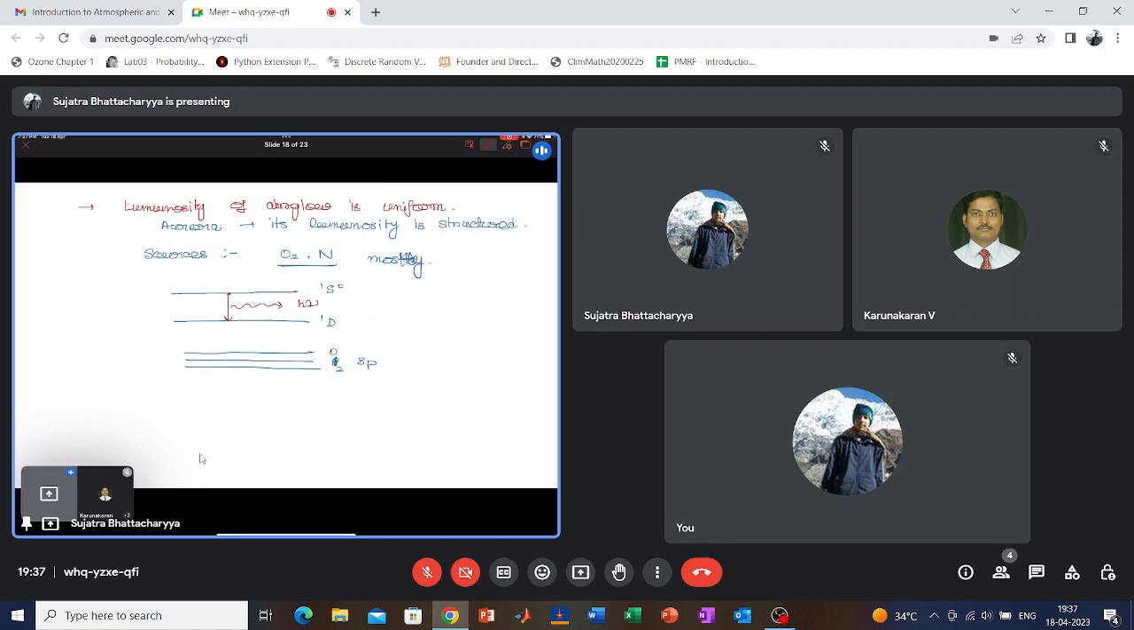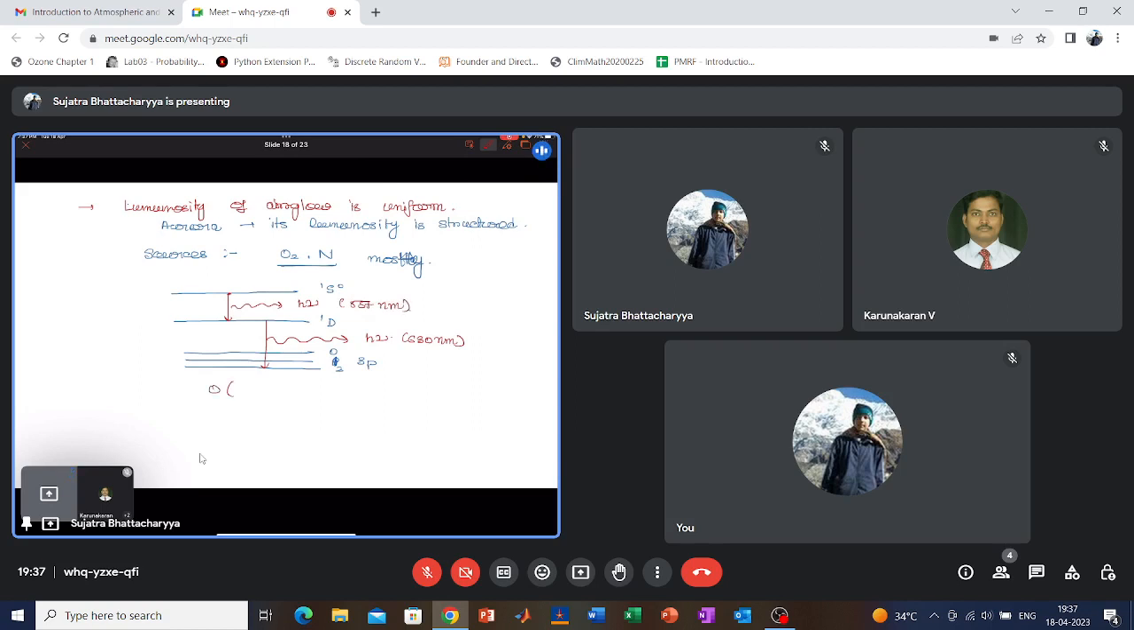Again, if it jumps from here to here, another photon is released. This is of h nu. Now this is actually the 630 nanometer, and this one is about 557 nanometer. So I will write the reaction.